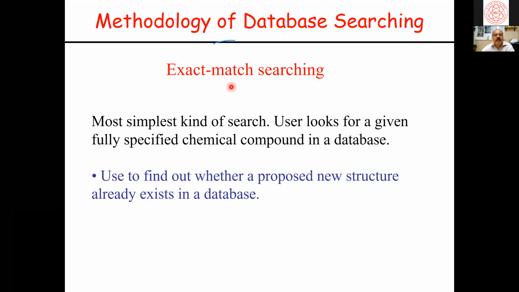So the first is the exact match search, as the name suggests. This is the simplest one. You look for a given fully specified chemical compound in a database and use it to find out whether a proposed new structure already exists in a database and so on.